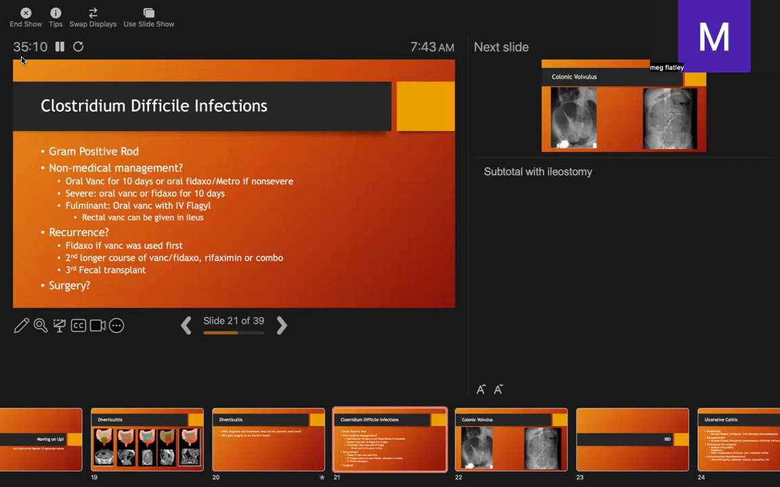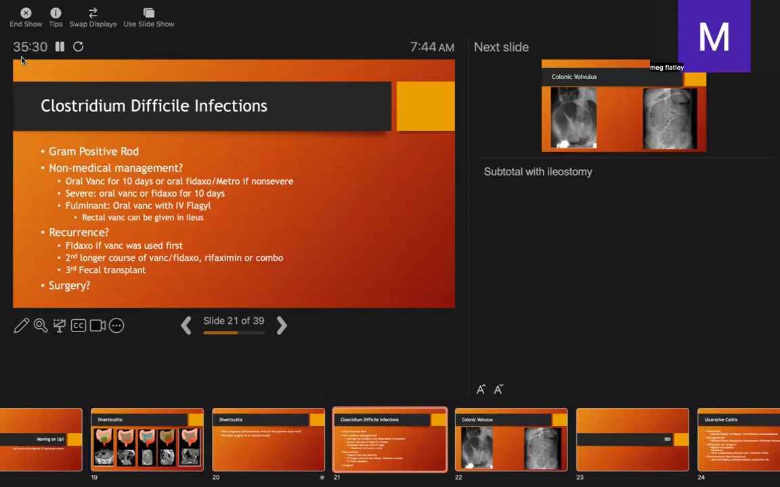Recurrence. If they recur and you used vancomycin the first time, you use fidaxomicin this time. If they recur a second time, we just give them more antibiotics, so you make it longer. And a third time, that's when you can consider the fecal transplant, fecal flora transplant or fecal biota transplant.